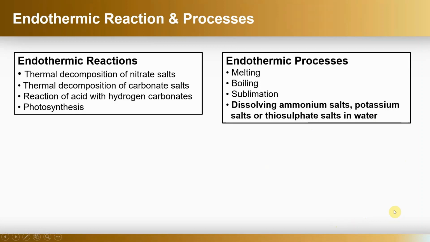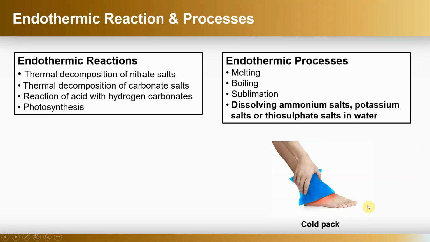For endothermic reactions, there are only a few. The common ones are decomposition reactions, whereby when something decomposes, it absorbs heat. For processes, they are melting and boiling. And for the last one, dissolving ammonium salt, potassium salt, or thiosulfate salt, this process will absorb heat. So again, the reverse of the hot pack is the cold pack. In this case, it will absorb heat, giving a cooling effect.